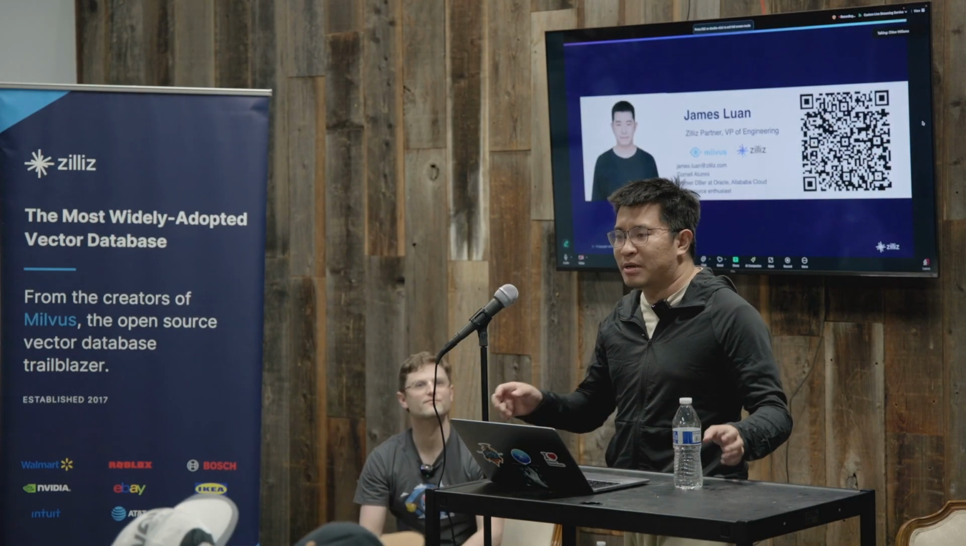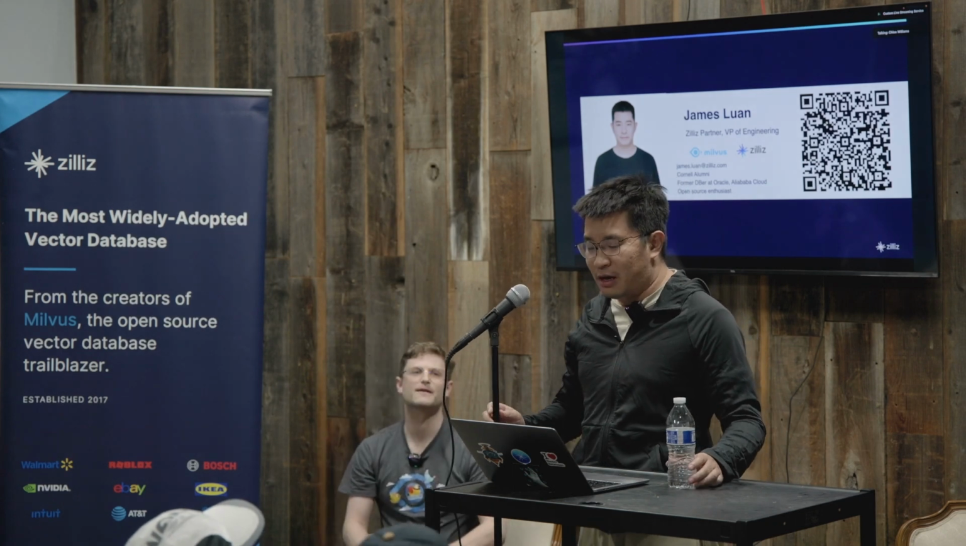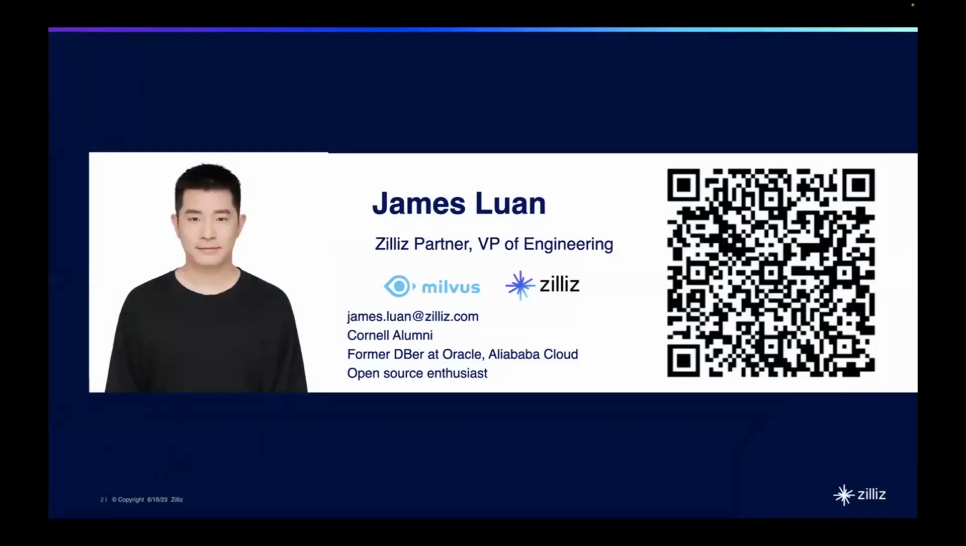Quick introduction about myself. I'm James, VP of Engineering at Zilliz. I also built Milvus from scratch, back 3-4 years ago. We are the most scalable, performant VectorDB solution in the market, and we are open source. Before joining Zilliz, I worked on a couple of different databases, from Oracle. Then I joined Alibaba Cloud as a database designer.